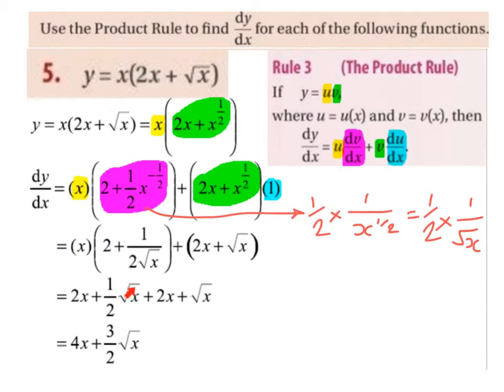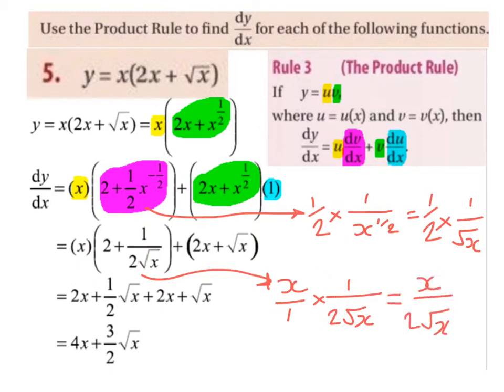So let's have a look at where that comes from. x can be rewritten as x over 1. So it's x over 1 multiplied by 1 over 2 root x. Then top by top, bottom by bottom gives us x over 2 root x. And what we want to do is rationalize the denominator. So we multiply above and below by root x. We're not changing the value because root x over root x is 1.